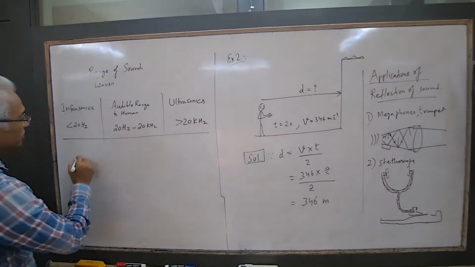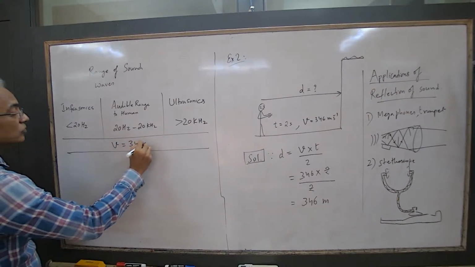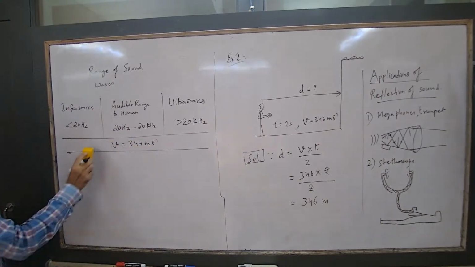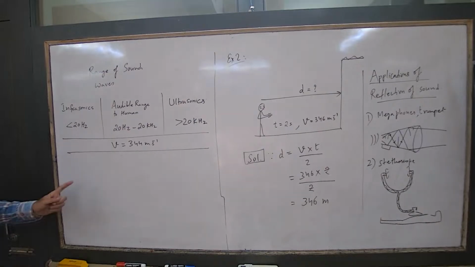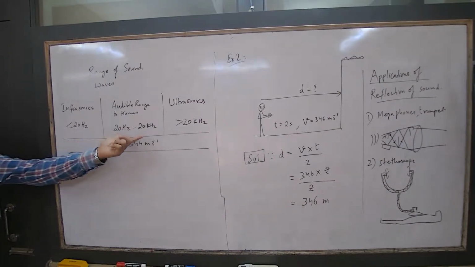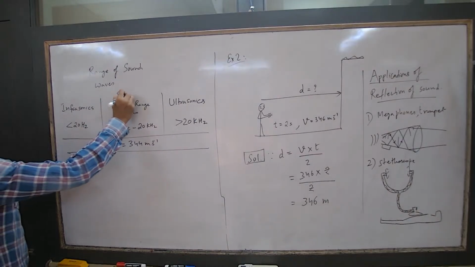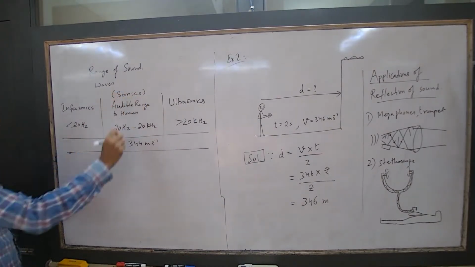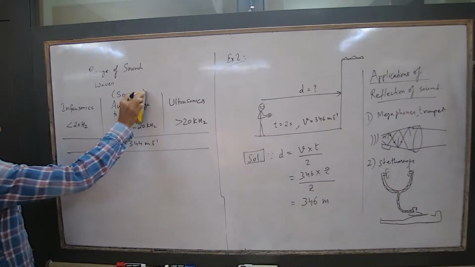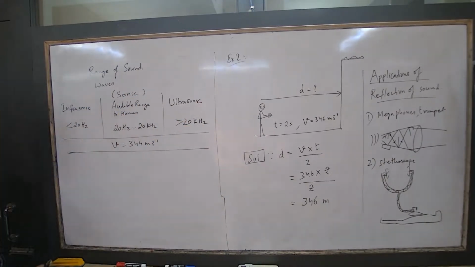All sound waves have the same speed. All three travel with the same speed because they are all sound waves. But humans can catch only this frequency. It's called the audible range. Sometimes it is referred to as sonic. So sonic wave, ultrasonic wave, and infrasonic wave. This is how it is characterized. All three travel with the same speed.